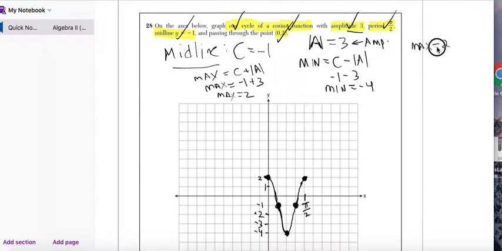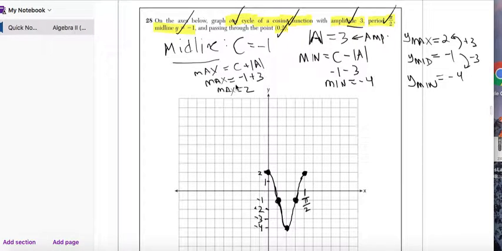So if we put it together, the maximum is 2. The highest point on the graph, y value-wise, is 2. The midline is equal to -1, and the minimum is -4. It goes up 3 from -1 to 2, and down 3 from -1 to -4. That's what we mean by amplitude: midline minus amplitude to get the minimum, midline plus amplitude to get the maximum, just in case you need to see that. That's all there was to it, guys. And also remember to label the scale and proper shape of the graph.